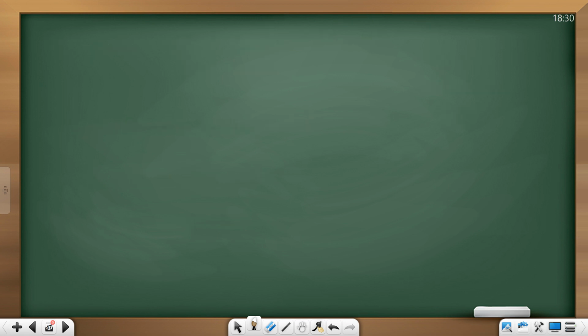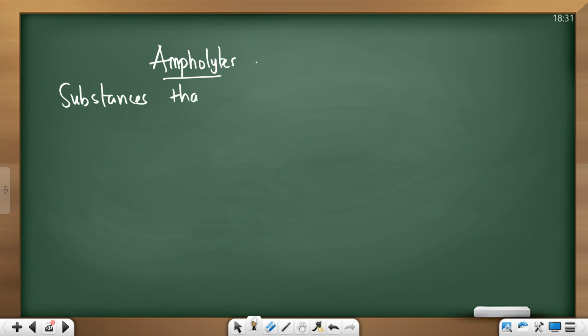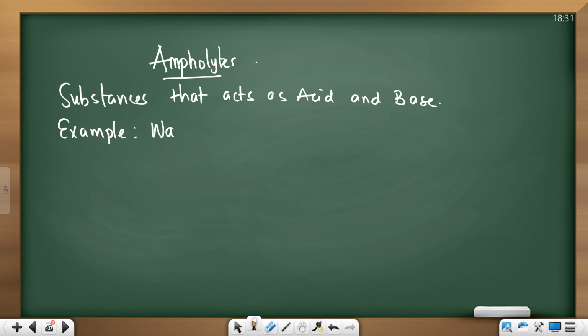And finally, Tandiswa said, I don't understand ampholyte. It's very simple. Ampholytes are substances that act as acids and a base. And it is very easy. I know that all of you know an example. What's the example? Water. What are the other examples?